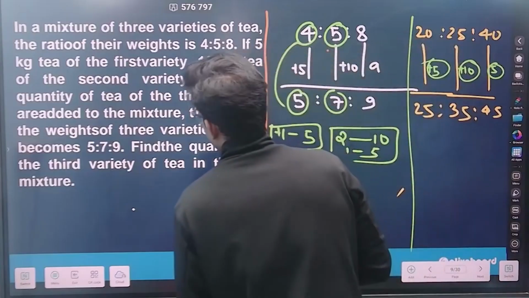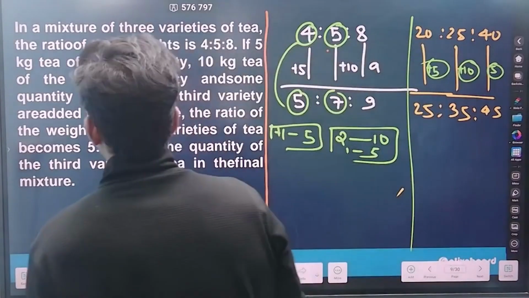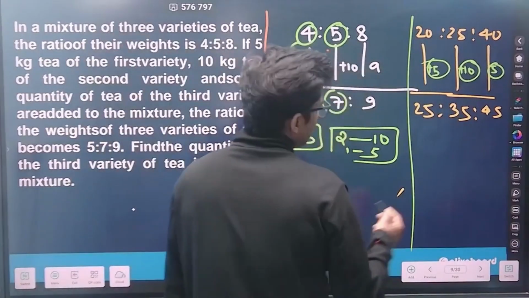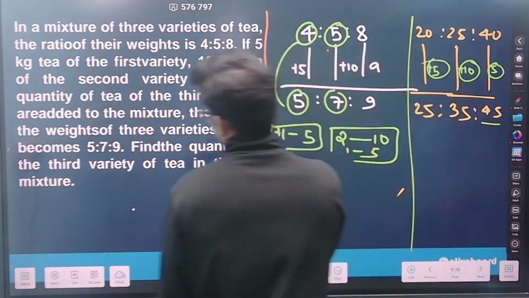Now they are saying to find the quantity of the third variety of tea in the final mixture. So that is 45 is the answer. 45.